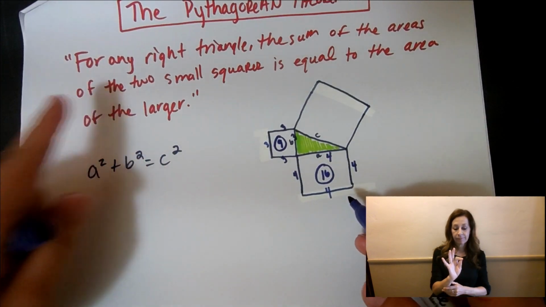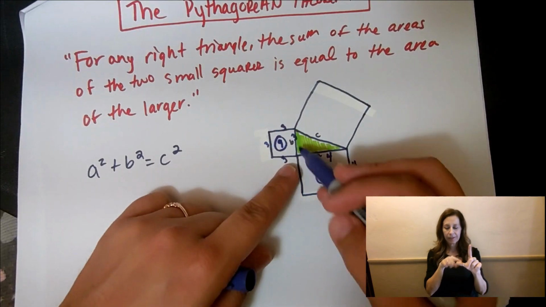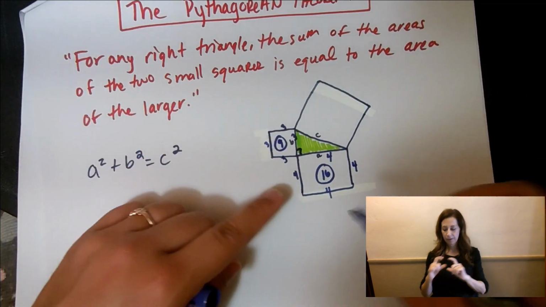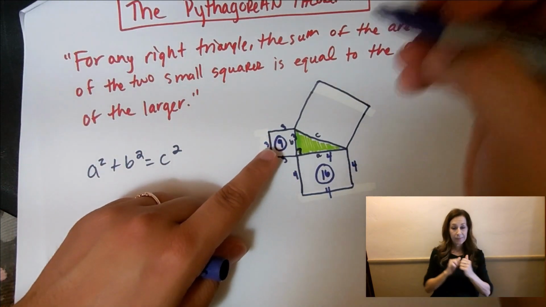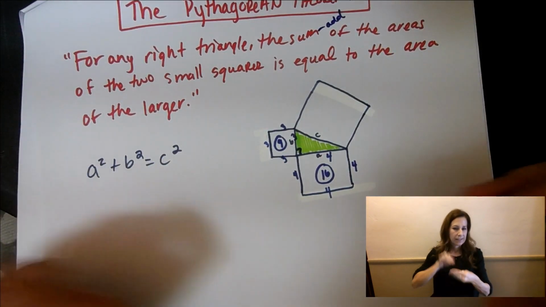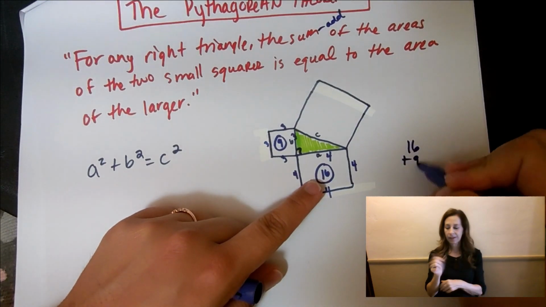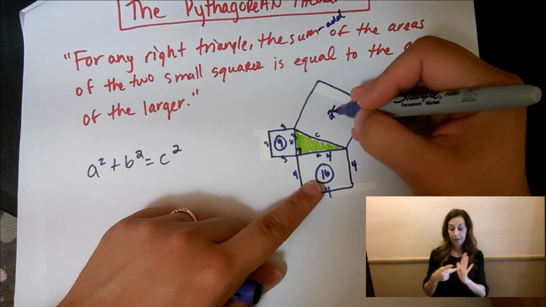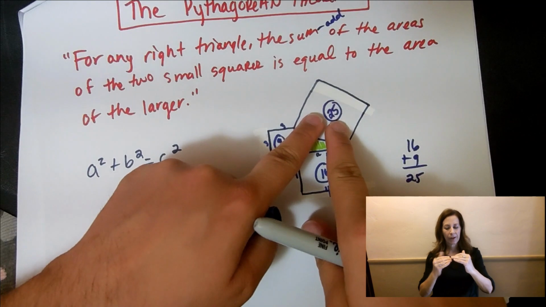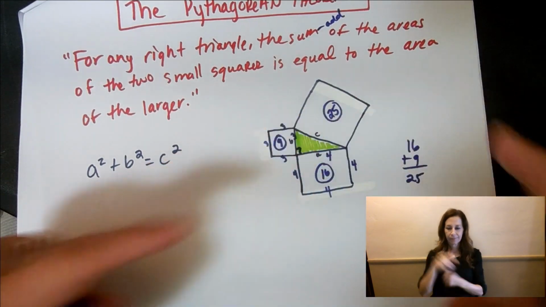So let's look back over here again. For any right triangle, this is a right triangle, it has 90 degrees. The sum of the areas of the two small squares, so if I add these up, sum means to add, the answer to an addition problem. If I add 9 plus 16, what does that get me? 16 plus 9 equals 25. That means this area is 25, because if I add these together, it should equal the area of the larger square.